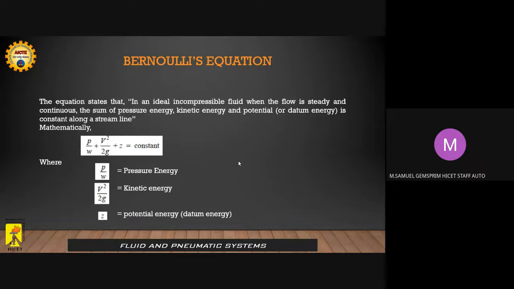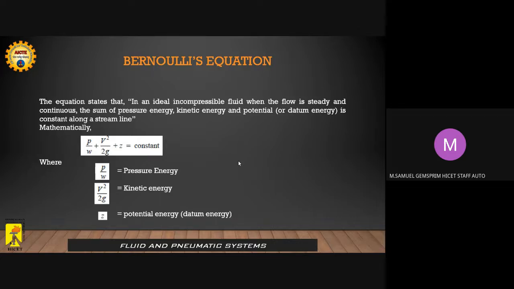Now we are moving on to the next important topic, which is Bernoulli's equation. Bernoulli's equation is one of the important equations used in fluid mechanics, and it uses three different types of energies. It is simply the sum of three different energies in a given condition. The condition is based on different assumptions.